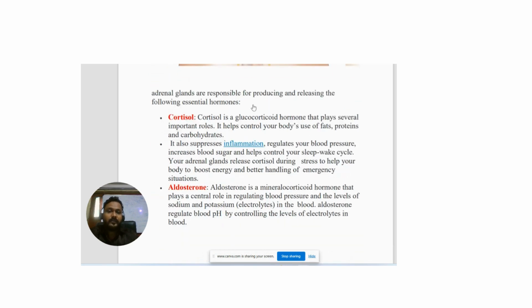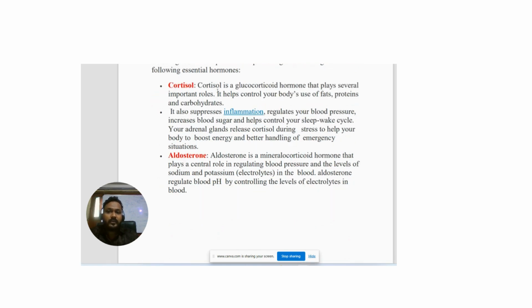Adrenal glands are responsible for producing and releasing the following essential hormones. Cortisol. Cortisol is a glucocorticoid hormone that plays several important roles. It helps control your body's use of fat, protein, and carbohydrate. It also suppresses inflammation, regulates your blood pressure, increases blood sugar, and helps in controlling the sleep cycle. The adrenal gland releases cortisol during stress to help your body boost energy and better handle emergency situations.